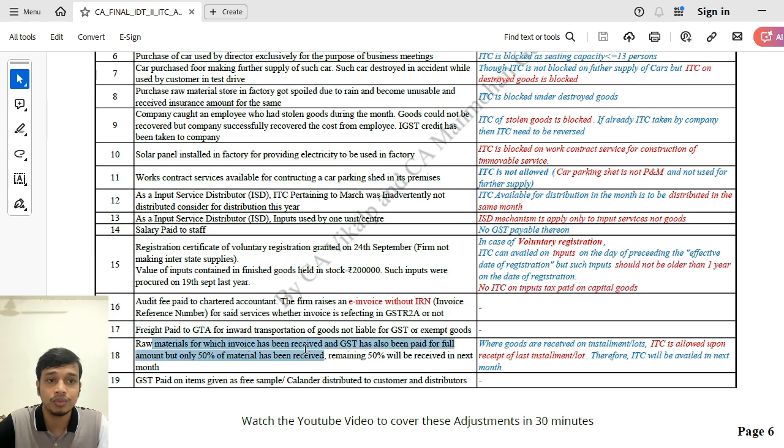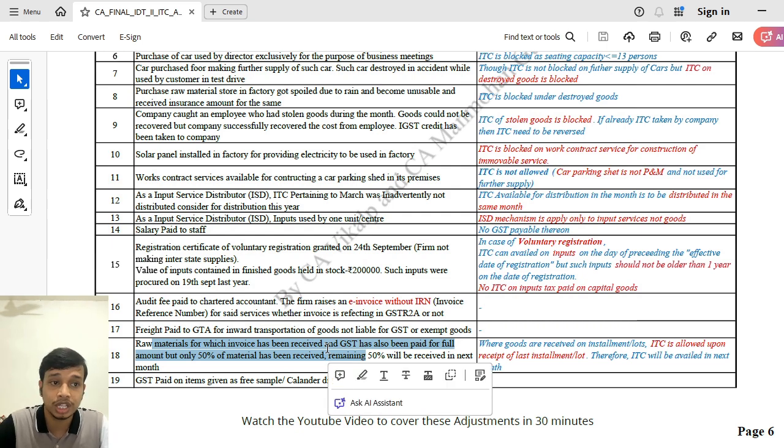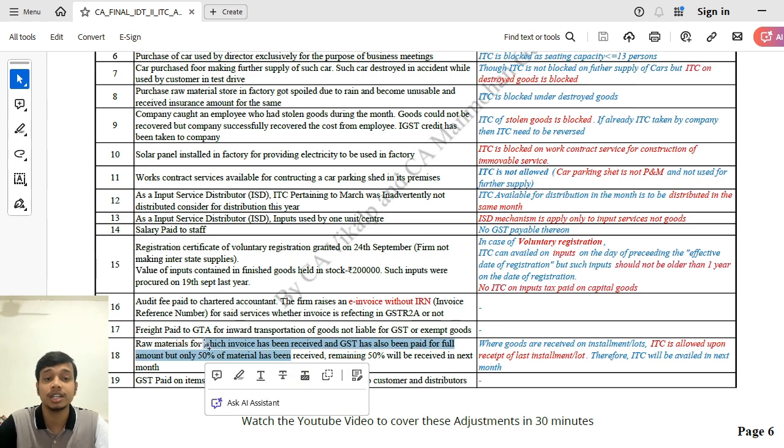18th, raw material for which invoice has been received and GST also has been paid, but raw material has been received only 50% in this month and 50% remaining will be received in the next month. As in this case, already invoice has been raised and GST also paid, but full raw material has not been received. So it is a case of installment and lot. So in case of goods received in installment and lot, ITC will be available in the last installment or lot. So in that case, ITC will be available when the remaining 50% will be received in the next month. So full ITC can be taken in the next month only.